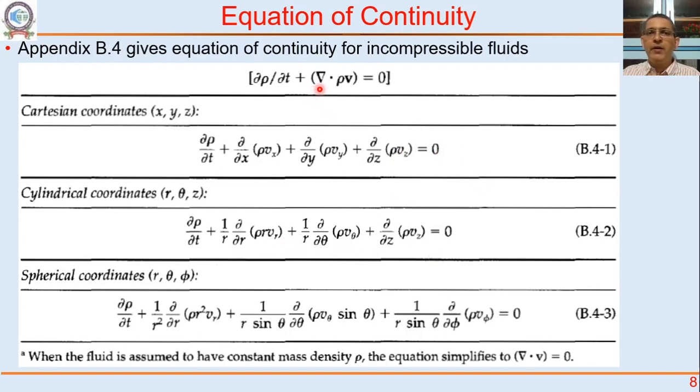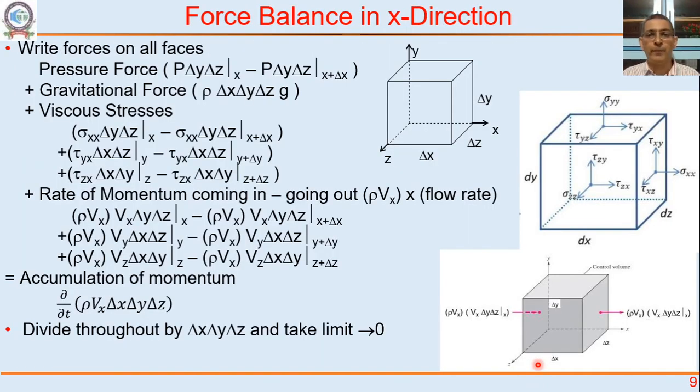Just the del operator is different in Cartesian, cylindrical, and spherical coordinate system. Okay, that's the advantage of writing things in a vector notation. Very compact, generalized for all the coordinate systems. Del dot v, divergence of v has to be 0, continuity. Okay. Let's go to force balance now.